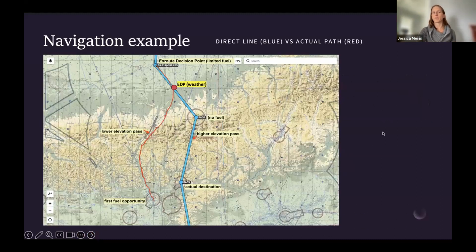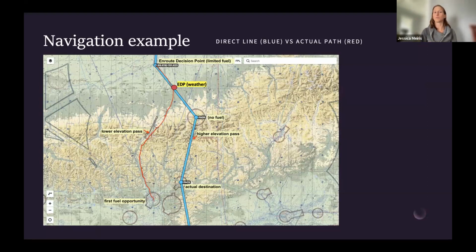I have a quick example for you of a flight through the Brooks Range in Alaska. At the top of the screen, you see an en route decision point for fuel. This is a very carefully planned fuel and navigational plan. I had an en route decision point where I could turn around and go back to get more fuel. So that was the first checkpoint.